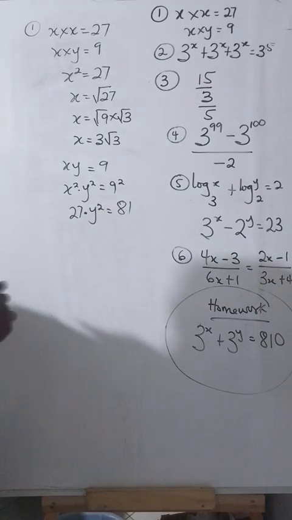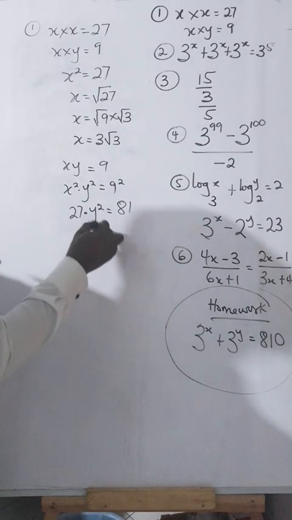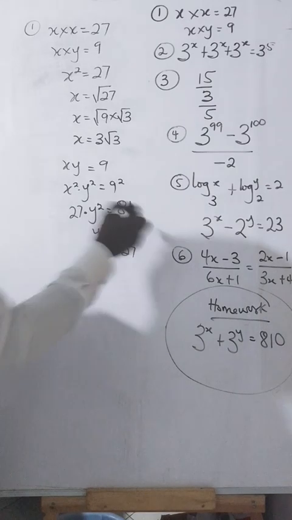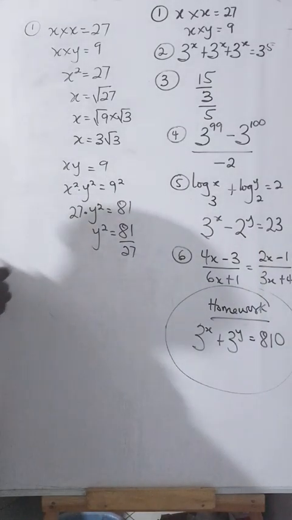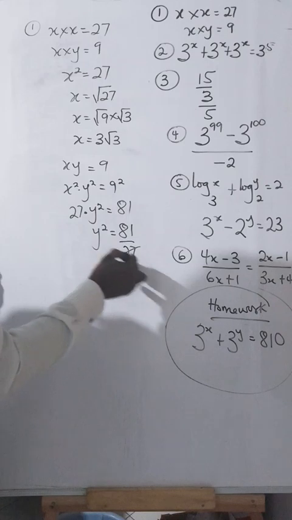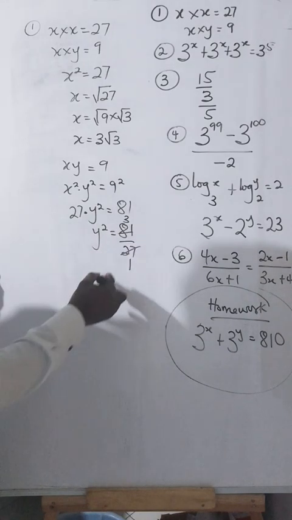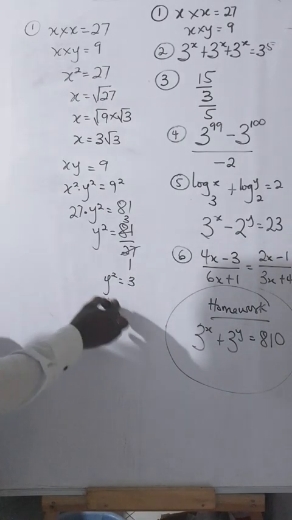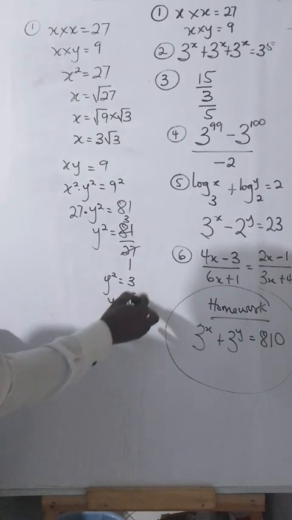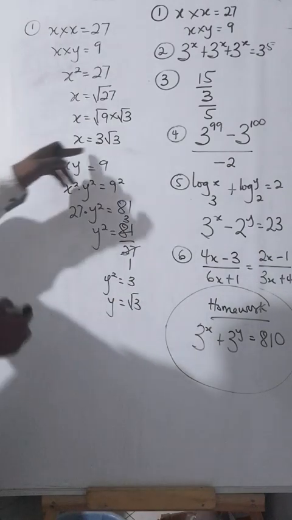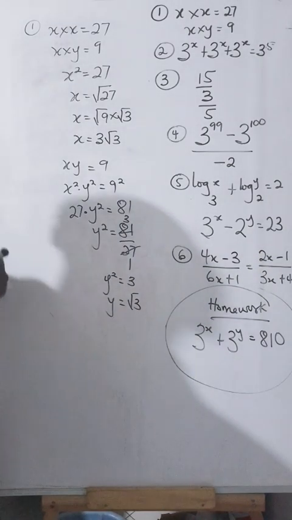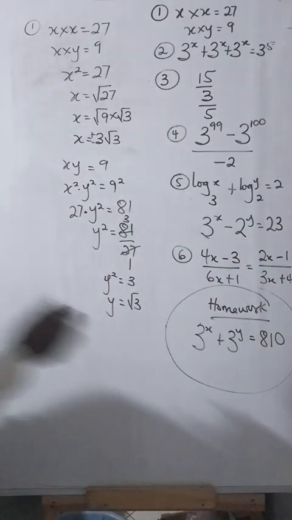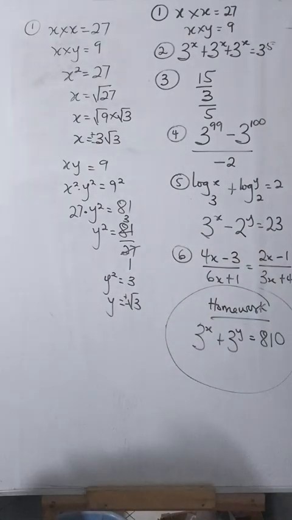So your y squared will be 81 on 27. That is, you divide both sides by 27. So 27 here, 1 here, 3. So y squared equals 3. So this gives us root of 3. So your x is what? 3 root 3 can be positive and negative, because you find it there. Then this also positive or negative. Anytime you introduce a root, what sign?